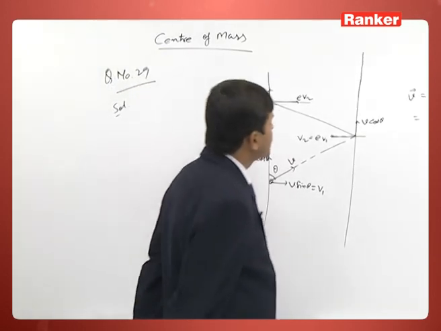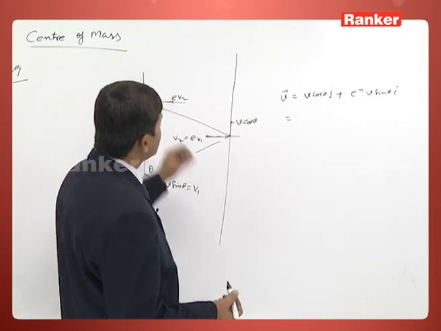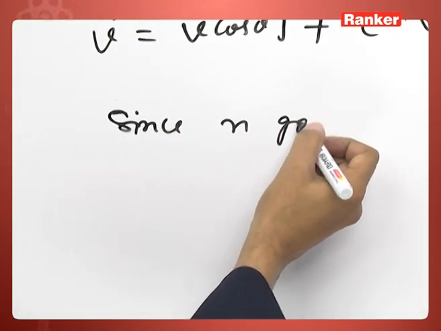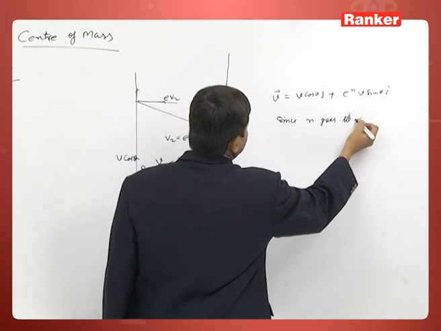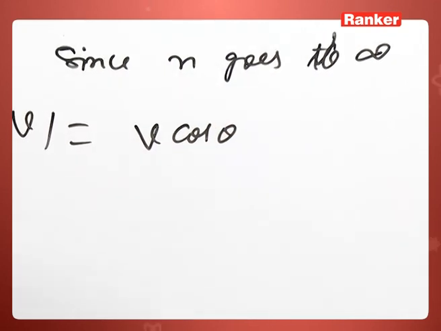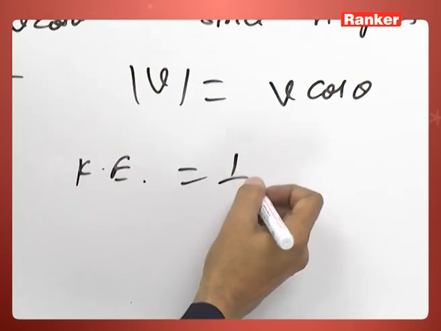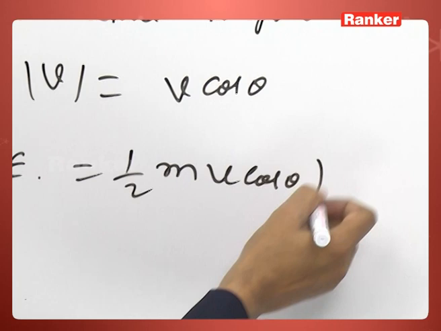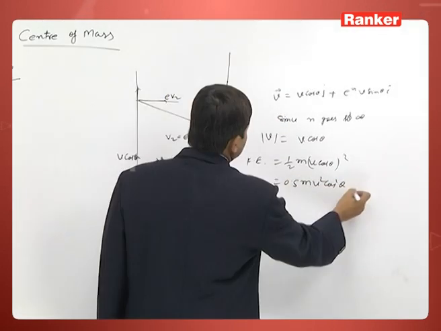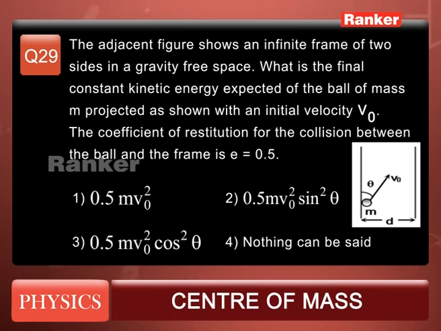So in this way, n is the number of collisions and it will continue up to infinity. Since n goes to infinity, the net velocity will remain only v cos theta. So we can calculate the kinetic energy. Kinetic energy is equal to half m (v cos theta) square, that is 0.5 m v square cos square theta. So our correct answer here is answer number 3.